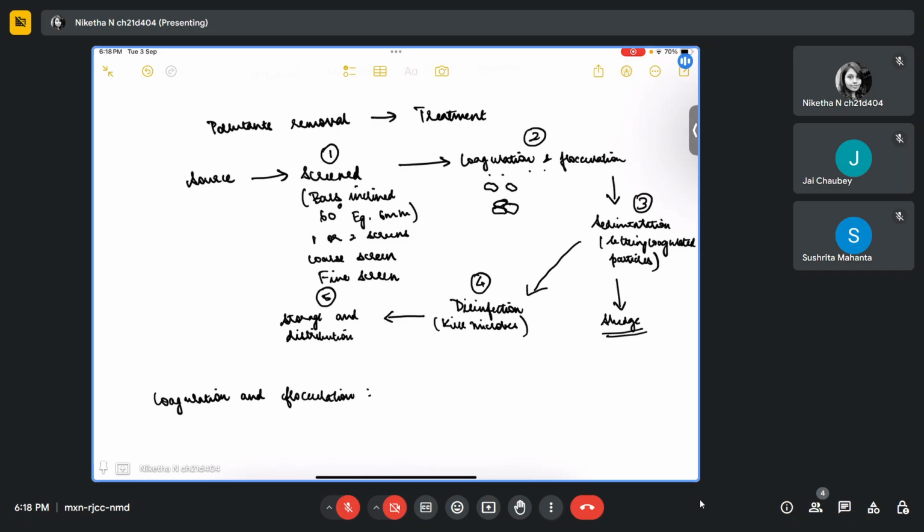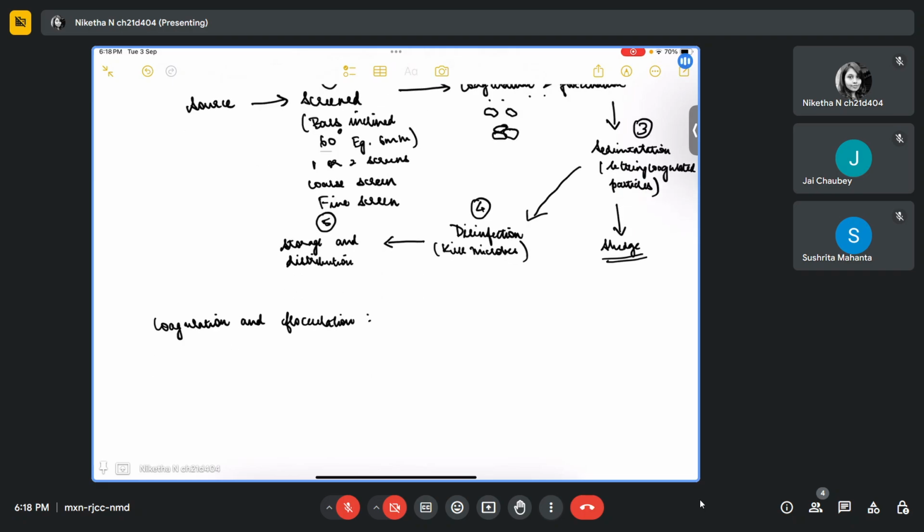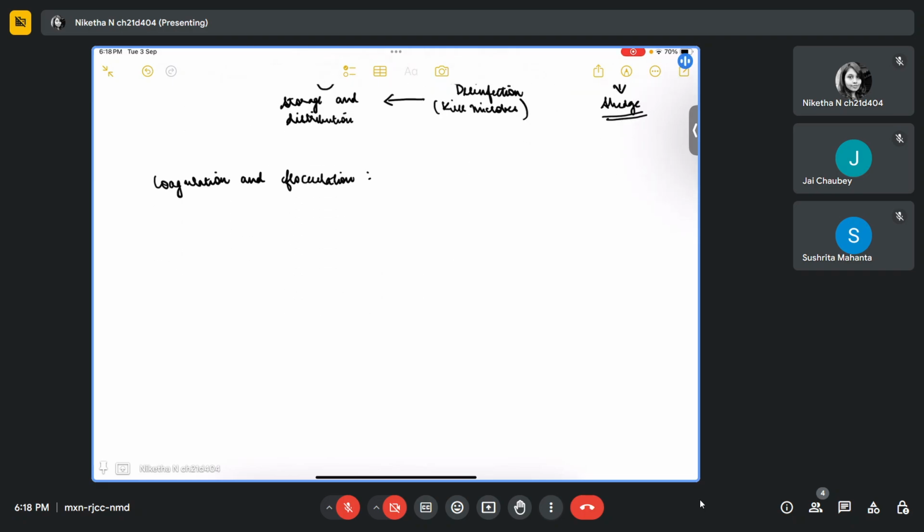After coagulation, flocculation, and sedimentation, we will do disinfection to kill the microorganisms. And finally, we will store the water and distribute it according to the water demand. Okay, so these are the steps generally followed in the water treatment process. Now we will look at coagulation and flocculation.